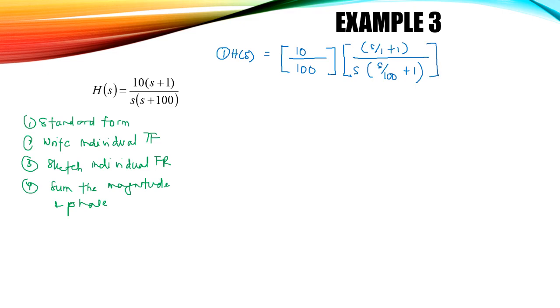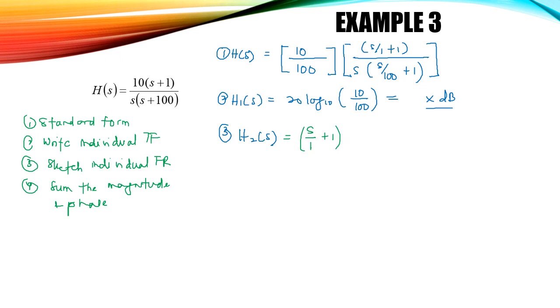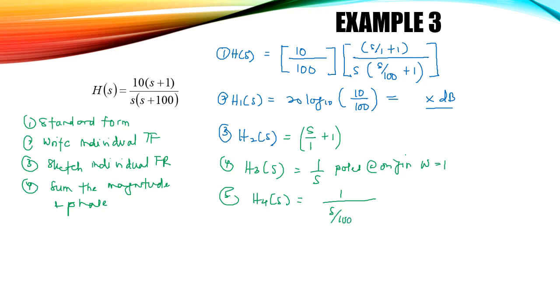Okay, so in this case, now you can write the individual transfer functions. H1(s) is the constant, so 20 log of 10 over 100, so you get your answer in dB. The second one is the next transfer function: you have zeros at 1, so the equation is s over 1 plus 1. The fourth one, you have at the bottom 1 over s, so this is poles at origin. Remember, origin is omega equal to 1, and then you have poles at 100. So H4(s) equals 1 over s over 100 plus 1.